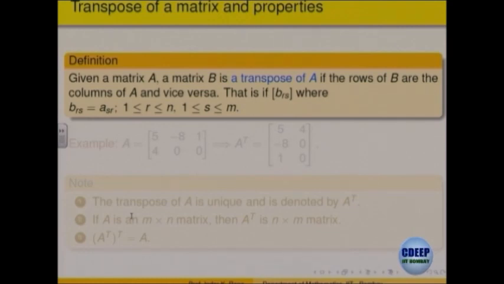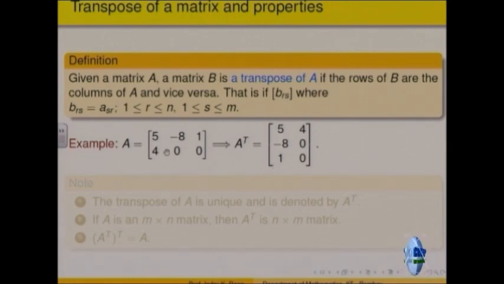So, if it was m cross n, what is the new matrix? n cross m, right, since rows and columns have been interchanged. So, one can write the new matrix: if you want to write the rsth element, that is a sr, interchange the row with the column. So, that is the transpose. So, here is a simple example of the transpose. The first row is 5, minus 8, 1, 4, 0, 0. So, this row has become a column here, this row has become a column here.